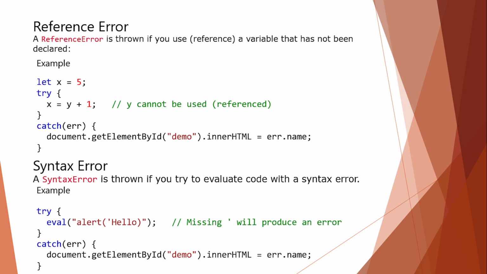ReferenceError: a reference error is thrown if you reference a variable that has not been declared. Here, why is not declared? So here it will throw a reference error. SyntaxError: a syntax error is thrown if you try to evaluate code with a syntax error. Means you are not using proper syntax.